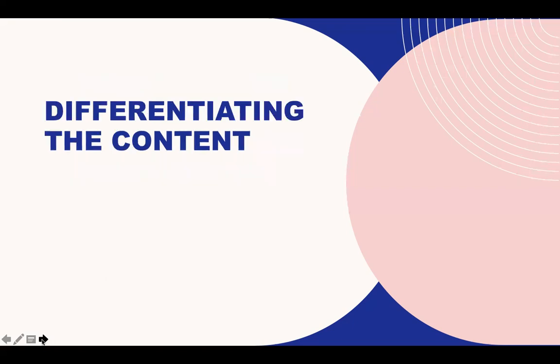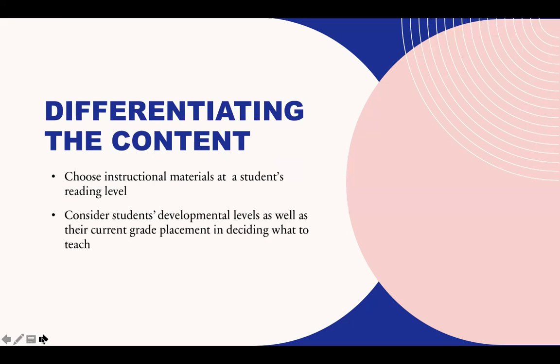So, one of the areas that we differentiate is the content. Differentiation involves personalizing the content, the process, and the products. When we differentiate the content, teachers identify the information that students need to learn to meet grade level standards so that every student will be successful. They differentiate the content by choosing instructional materials at a student's reading level, by considering students' developmental level as well as their current grade placement in deciding what to teach.